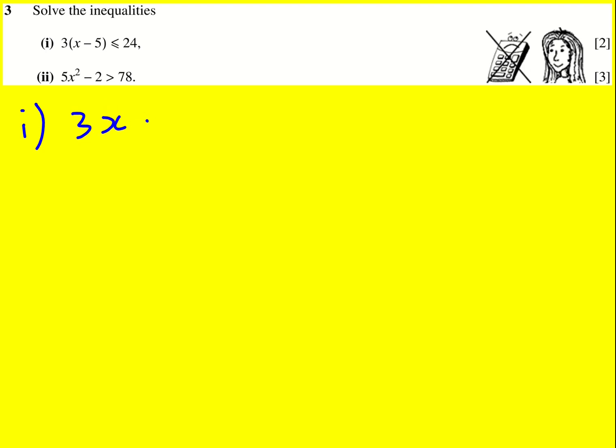I'm going to expand the bracket. So 3x minus 15 is less than or equal to 24. Add 15 to both sides. 3x less than or equal to 39. Divide by 3, x less than or equal to 13.